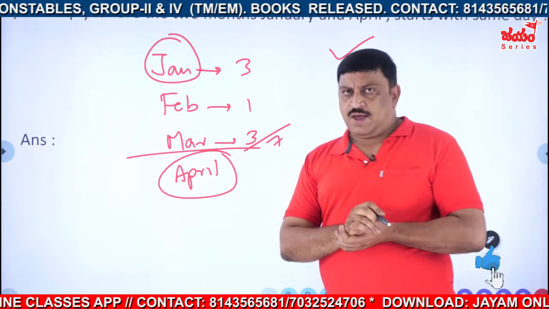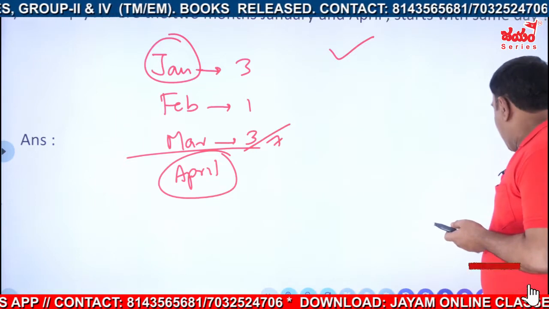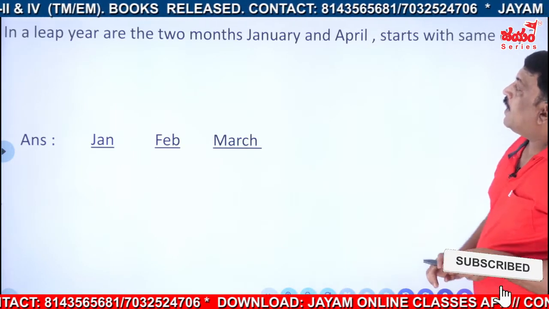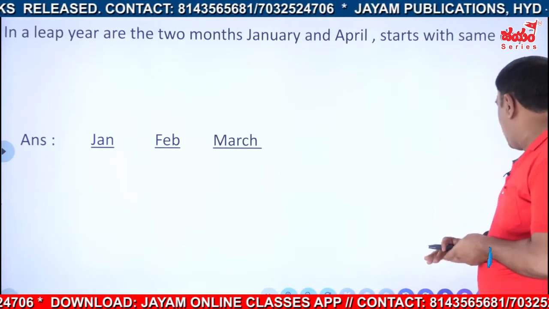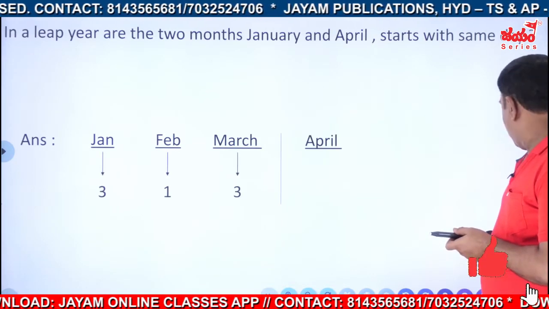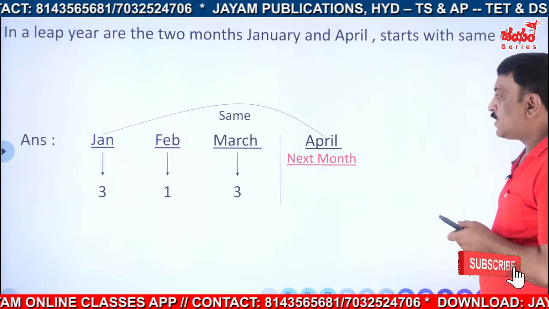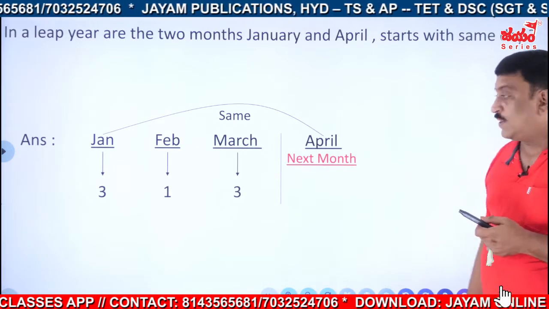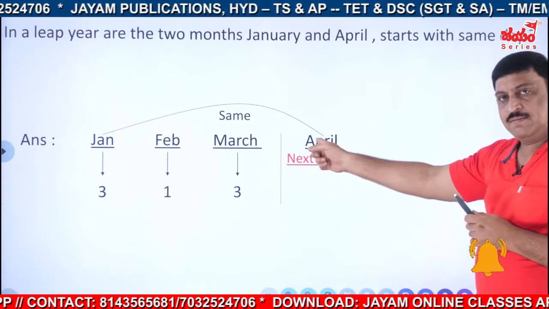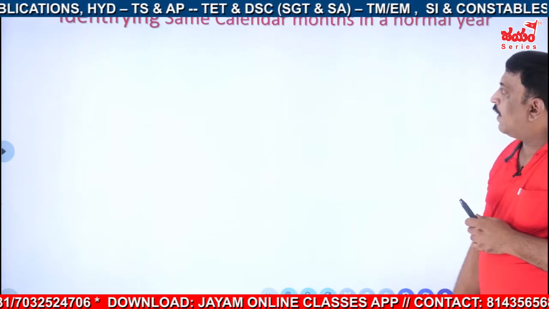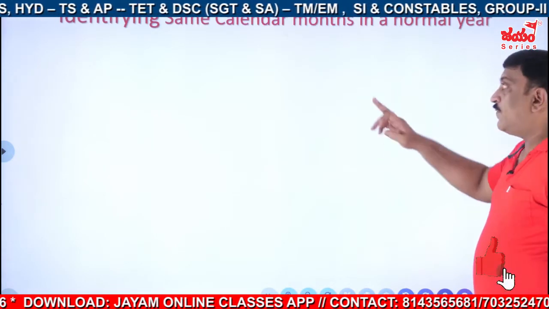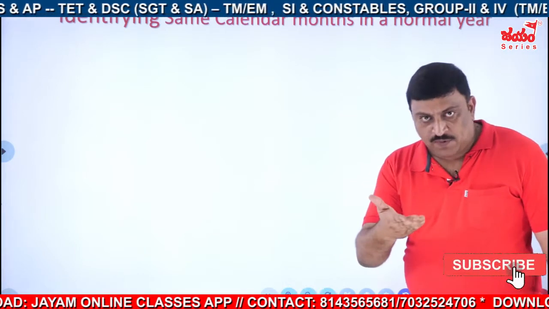Clear? Okay, then. Coming to the next part. In a leap year, are the 2 months January, okay, on the same day? This is an explanation I have given, right? The same thing, that is the next month. So definitely 3, 1, 3, that is 7, over, same. That's why the next month is April, right? Then, identifying same calendar months in a normal year. That is what we have done.